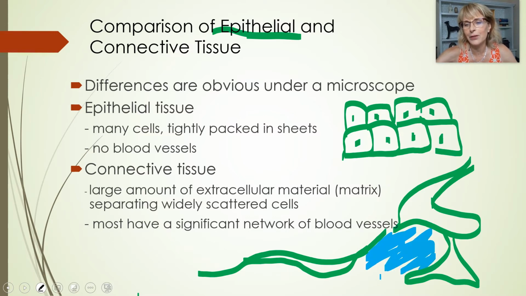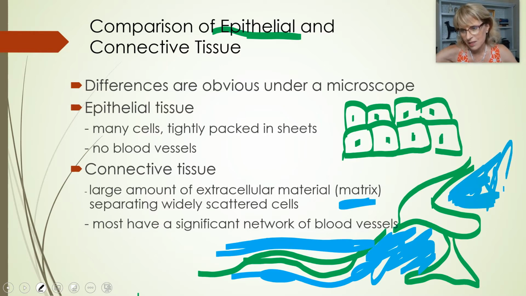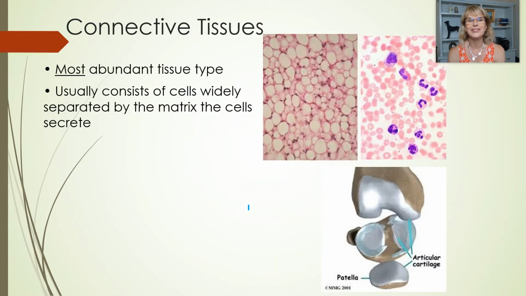What's in between, and what I'm coloring here as blue, is stuff called matrix. The word matrix is a word that scientists use when they don't want to say goo or stuff or junk, okay? So they are very, very different. Epithelial tissue has many cells packed into sheets, with one free surface and one surface that's down on the basement membrane. In connective tissue, the cells are very often widely separated by this goo called matrix, right?